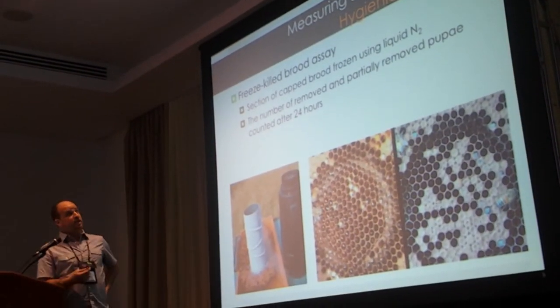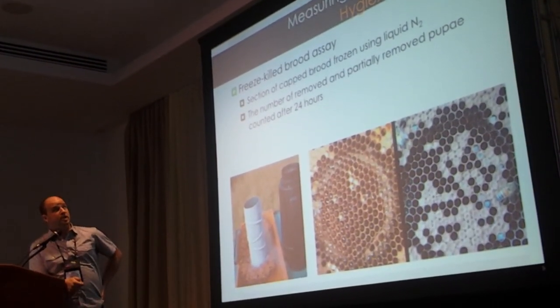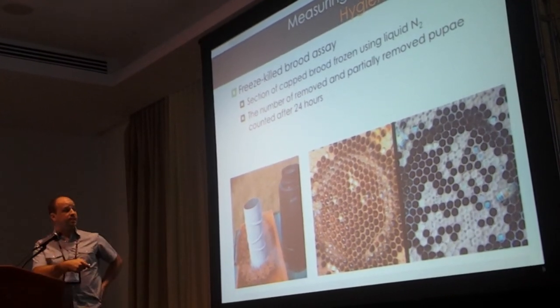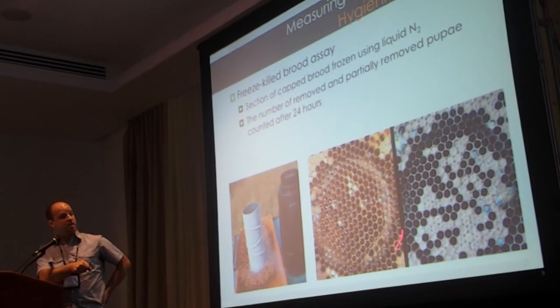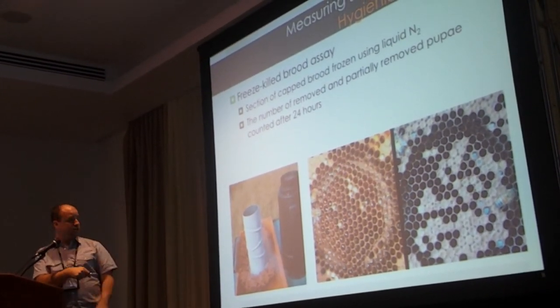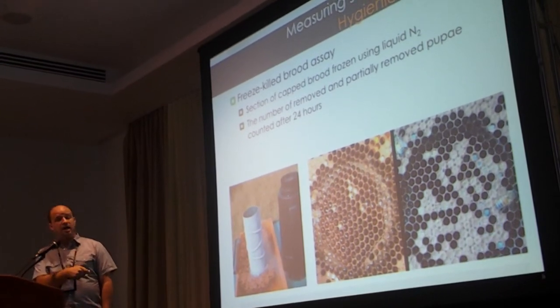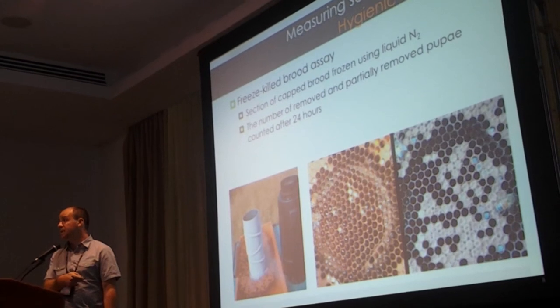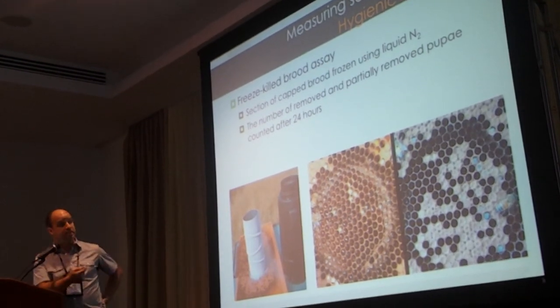Now, hygienic behavior, the next social immunity. There's a really standard way to assess hygienic behavior in honeybees. Basically, you freeze a section of comb that has developing pupa in it with liquid nitrogen, and then 24 hours later, you go back and see how many dead pupa they removed.